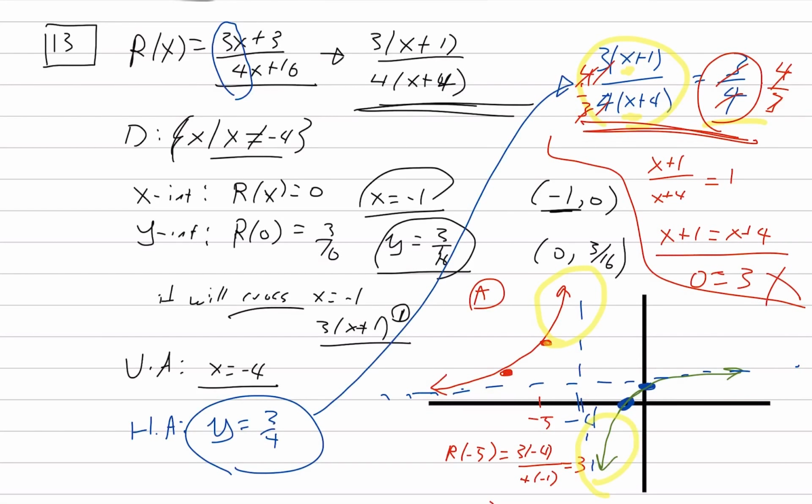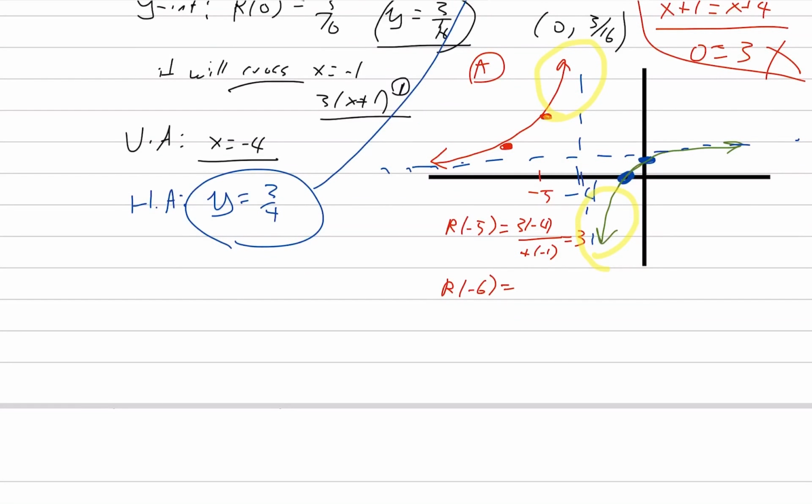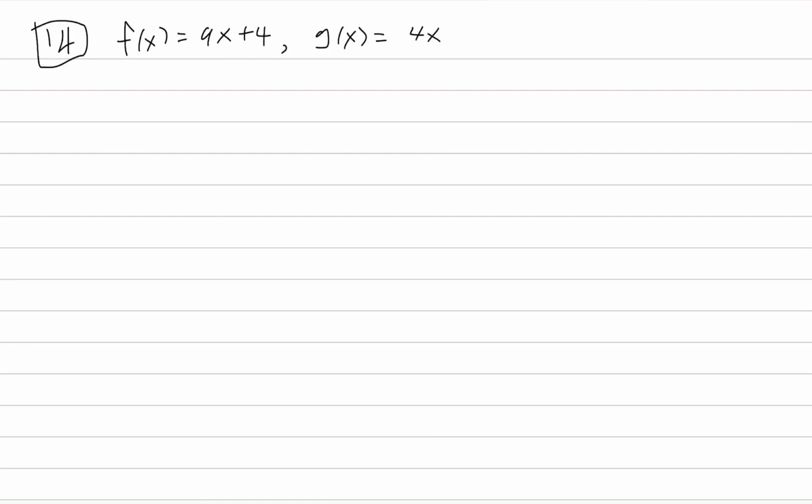Okay, so this, we already did this very similar problem. This is from module 7. Okay, so let's look at 14. For f of x equals 9x plus 4, so for my problem, I have 9x plus 4, g of x equals 4x. Find the following composite function and state the domain of each function.